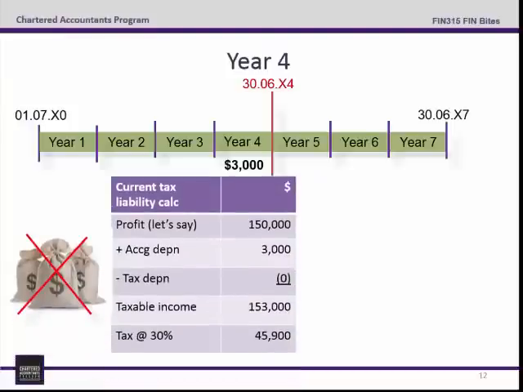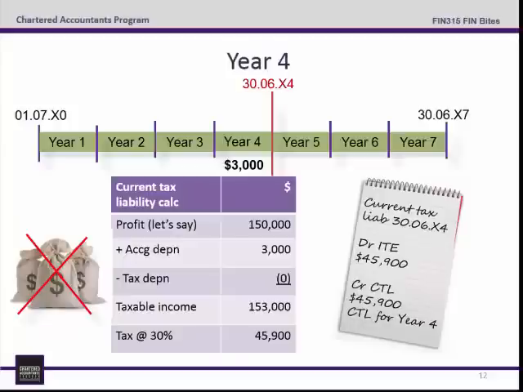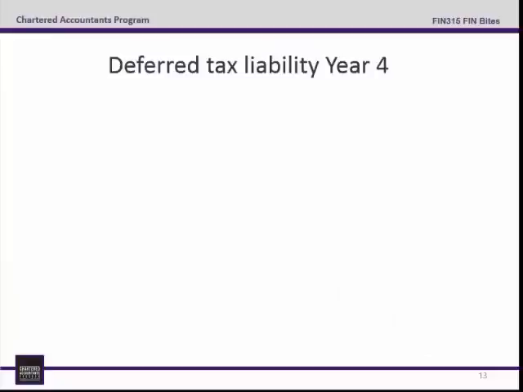So let's do my current tax liability calc. Again, assume a profit. Let's say it's $150,000. I add back the accounting depreciation expense of $3,000. I've got no tax depreciation deductions to claim in year 4, so my taxable income is $153,000. So at 30%, my current tax liability is $45,900. Debit income tax expense, credit current tax liability, $45,900.